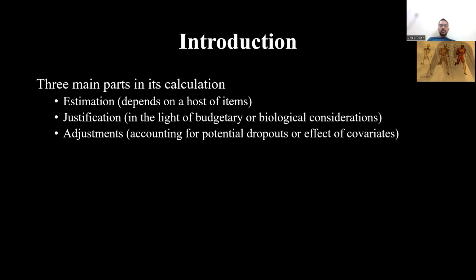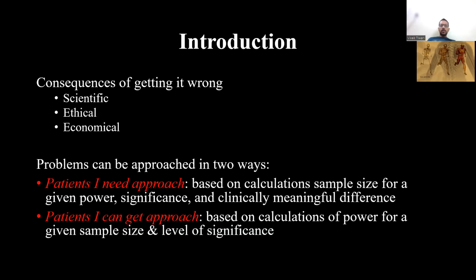First is estimation of the sample size, which depends on a host of items. Second is justification in the light of budgetary or biological considerations. And third are adjustments accounting for potential dropouts or effect of covariates. There can be various consequences of getting the sample size wrong, which can be scientific, ethical, or economical. The problems can be approached in two ways.